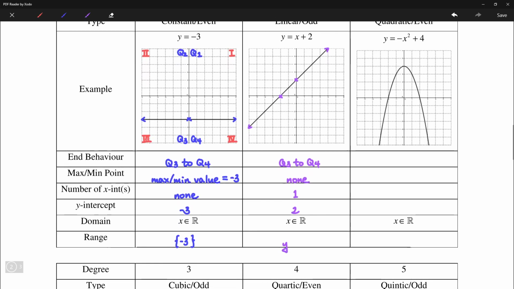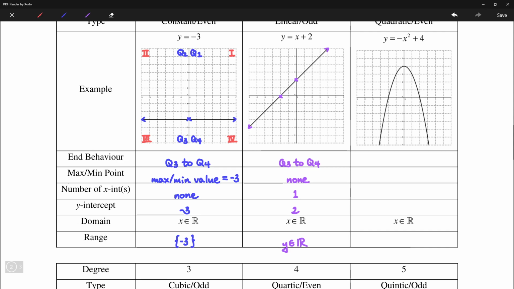Right, so notice that the domain for all these polynomial functions will be x is an element of the real numbers. It's always going to be that for polynomial functions. Basically, all x values you can substitute into a polynomial and it'll give you a y value. So there's no restrictions in the domain.